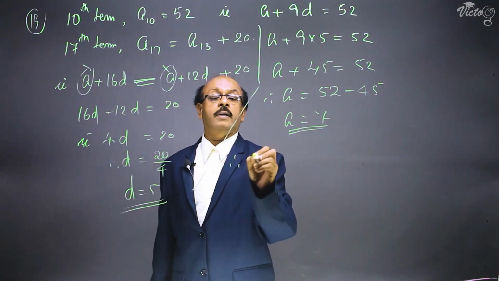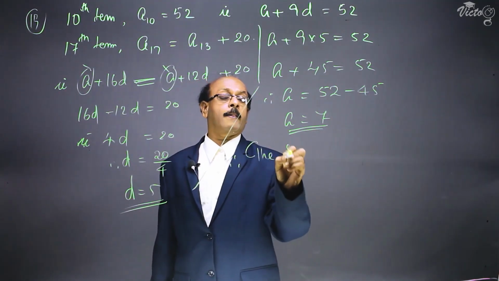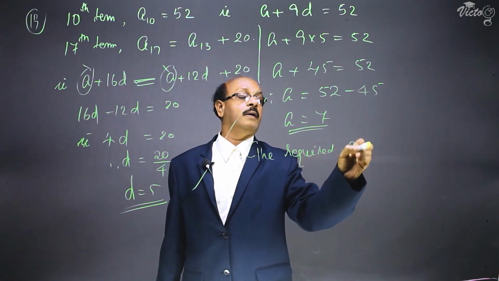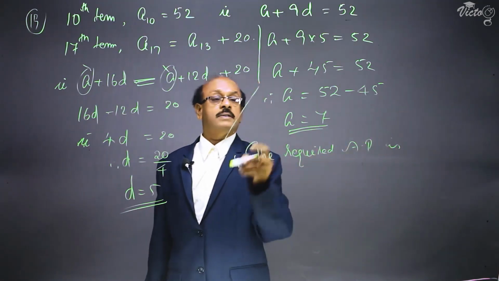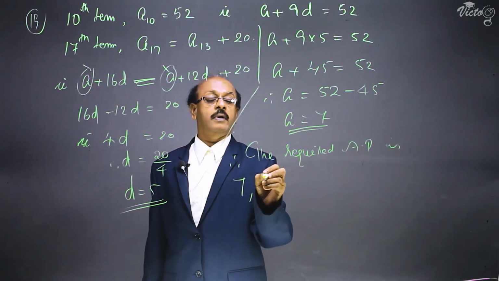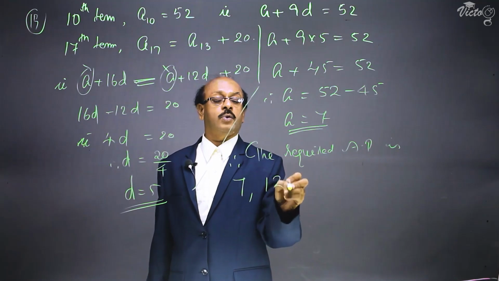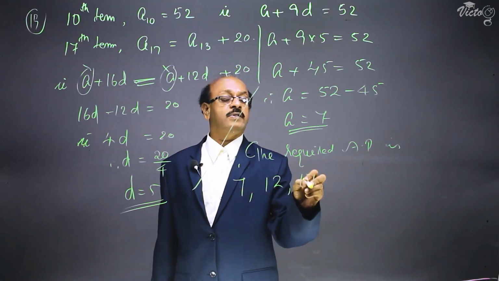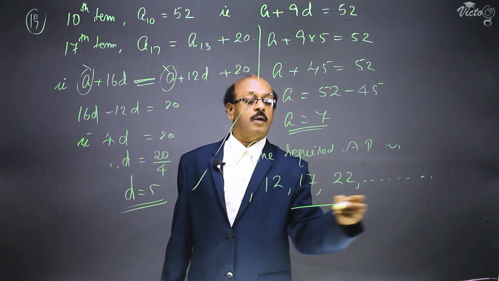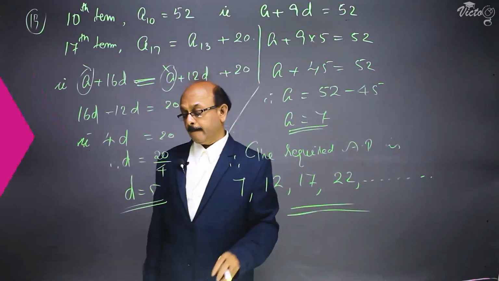Therefore, the required AP is starting with the first term 7, then adding 5: 7 plus 5, 12, 12 plus 5, 17, plus 5, 22, etc. is the required AP. Okay.